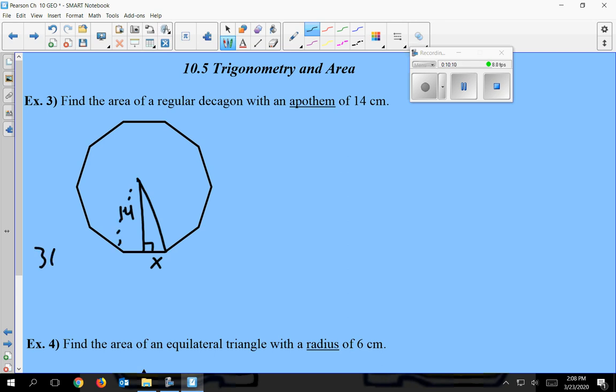So 360 divided by 10 in this case, decagon, gives me 36 degrees, but I have to divide that by 2. Means that this is going to be 18 degrees up there at the top. Okay.